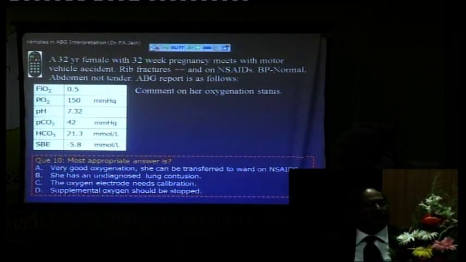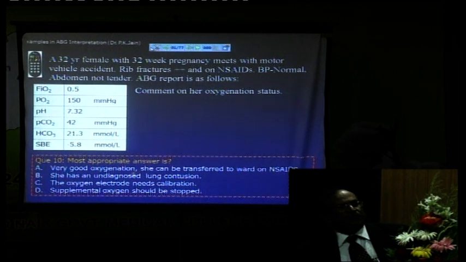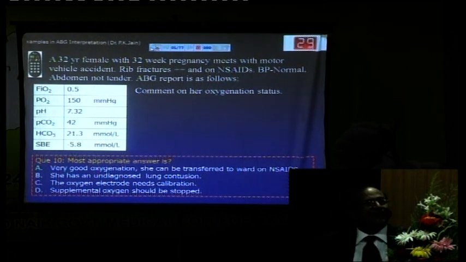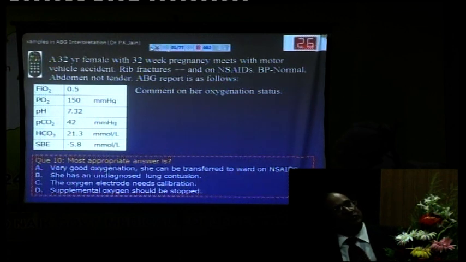It's an audience response. Would you say very good oxygenation, she can be transferred to the ward and continue painkillers? Or would you say she has undiagnosed lung contusion? Or would you say the oxygen electrode needs calibration? Or would you say that supplemental oxygen can be stopped because we don't need 150 PO2? Starts now. Audience response, so everyone can answer on their own.